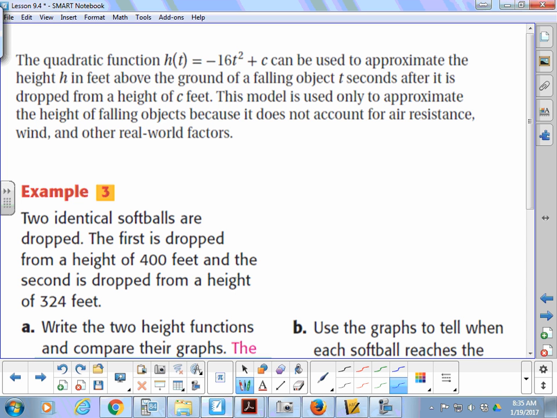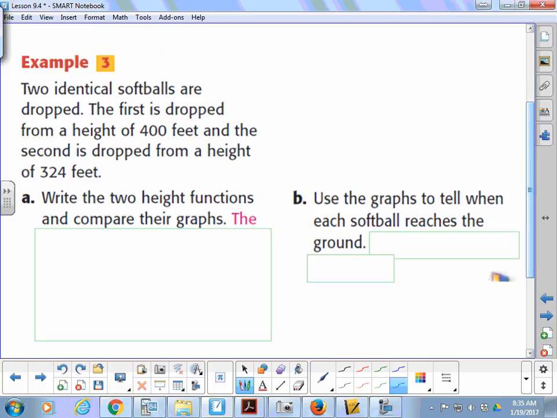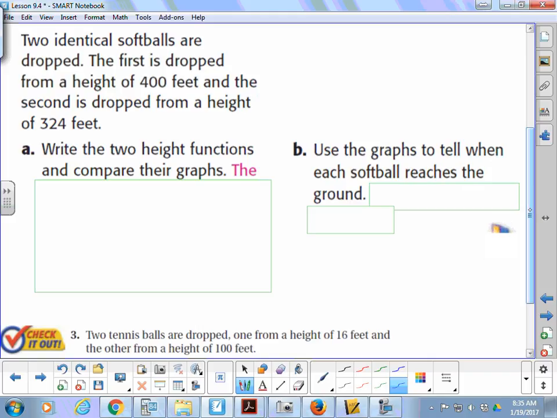Okay. All right, so we got two identical softballs. Any softball players in here? Two identical softballs are dropped. The first is dropped from a height of 400 feet, and the second is dropped from a height of 324 feet. We're going to write two height functions and compare their graphs, and then use the graphs to find out when each softball reaches the ground. Here's where we're going to pull out our calculator.